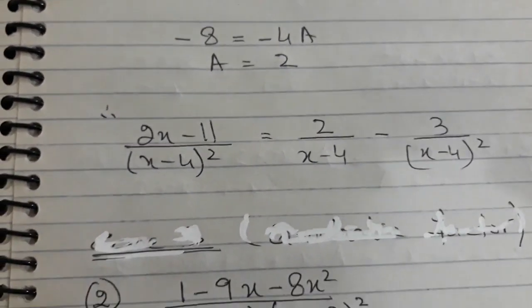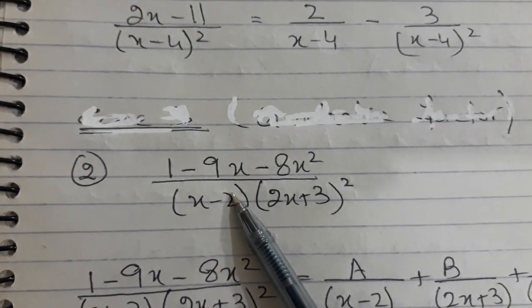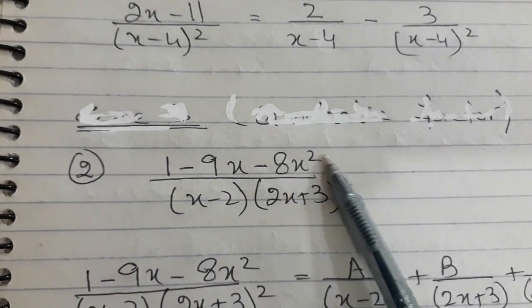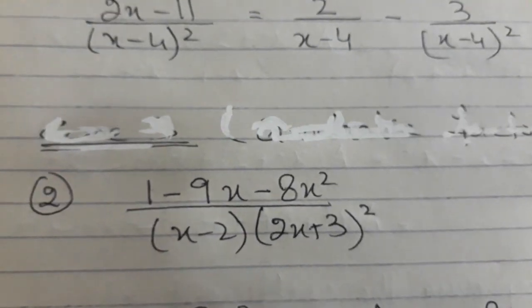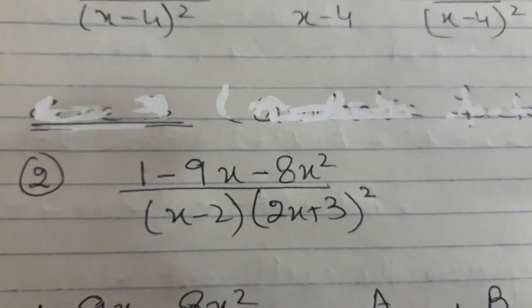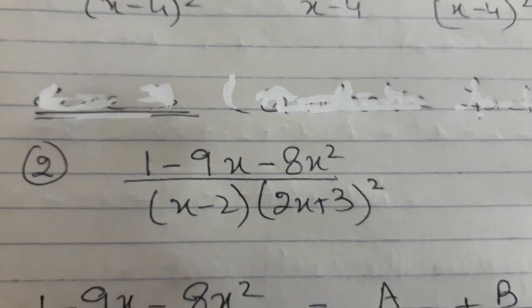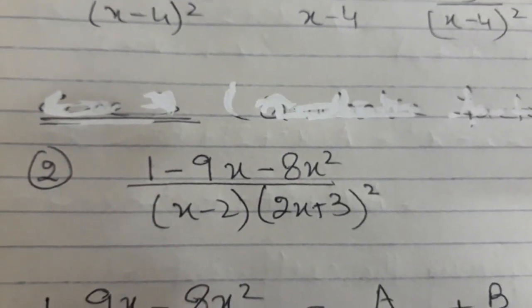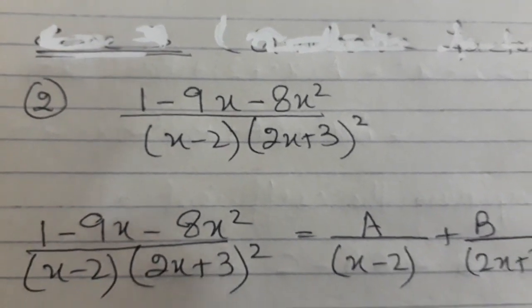Let's take another example. It is this one. It is again a proper fraction. The degree of the polynomial in the numerator is 2, and in the denominator it is cubed, because we have quadratic and linear. So now it is again a proper fraction. So how will it be decomposed?